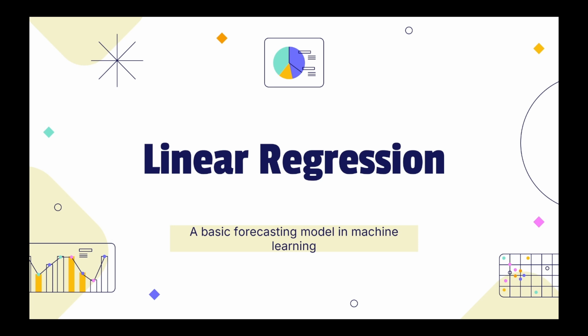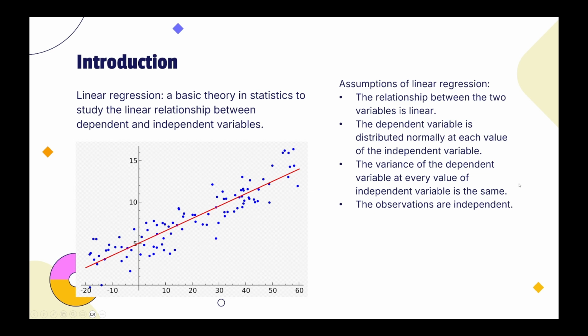I'm excited to share with you a fundamental forecasting model in machine learning known as linear regression. Linear regression is a statistical method that models the linear relationship between a dependent variable and one or more independent variables. It's based on several key assumptions.